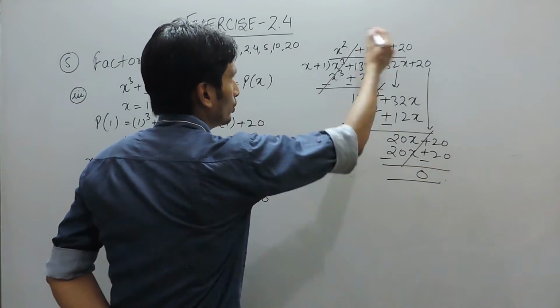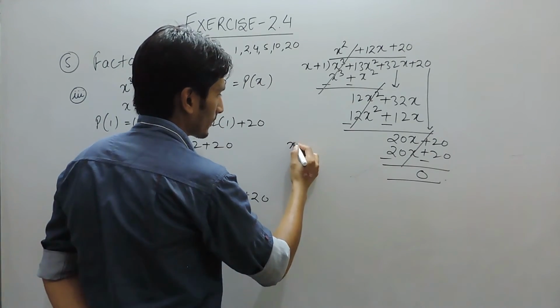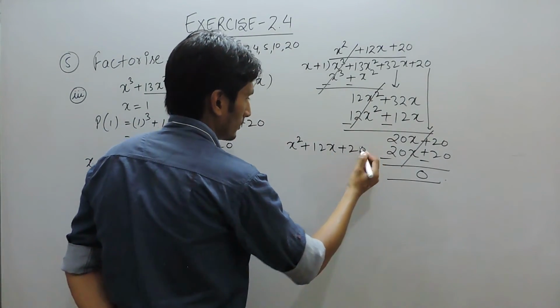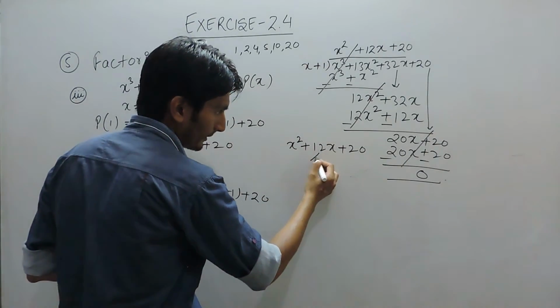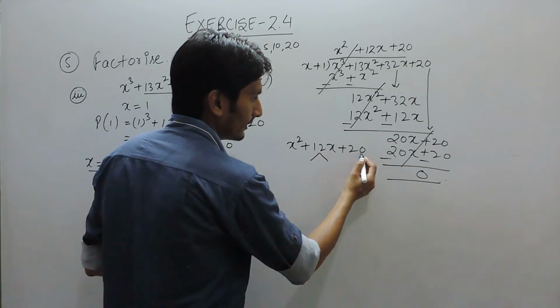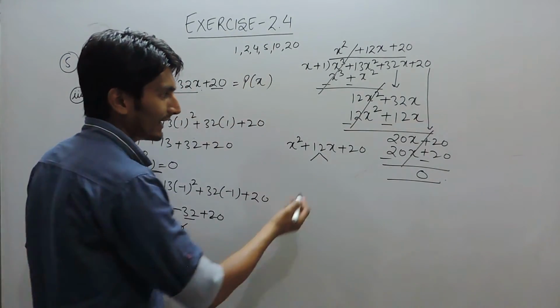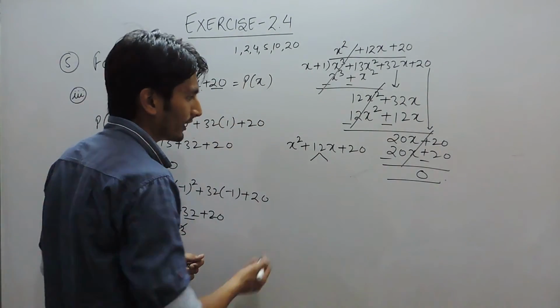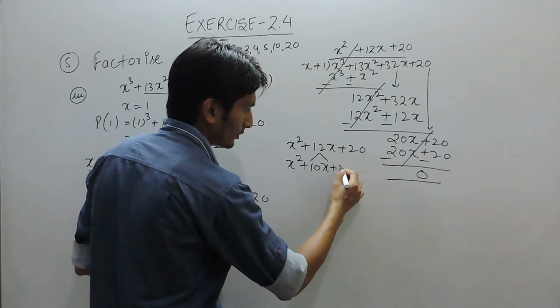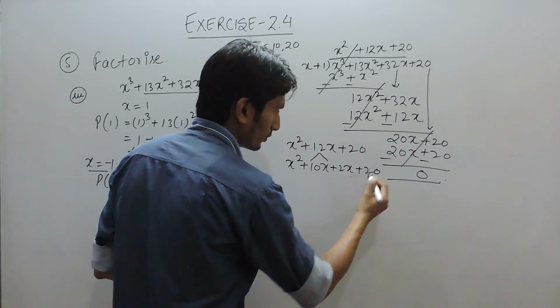So now we have to split this quadratic. For that we are splitting the middle term. You have to think of two numbers that multiplied will give 20 and added will give 12. So obviously these two numbers are 10 and 2: x square plus 10x plus 2x plus 20.